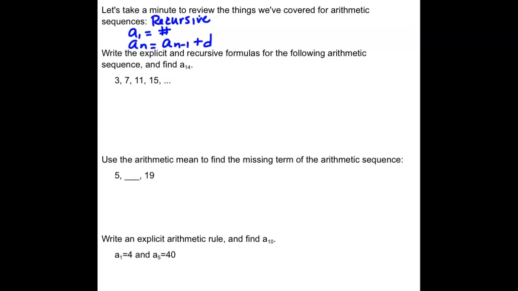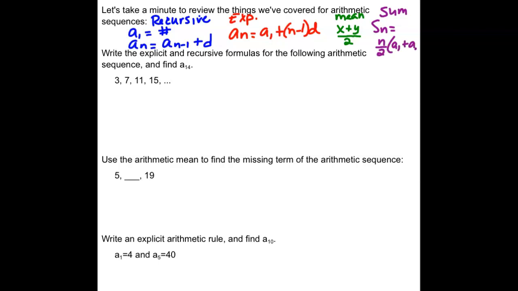All right. Our explicit formula says a sub n equals first term plus n minus 1 times our common difference. We talked about the arithmetic mean. So finding a missing term in between two consecutive numbers, we simply add the two numbers up and divide by 2, or take their average. And then we also looked at our summation formula. S sub n equals n divided by 2 times the first term plus the last term.